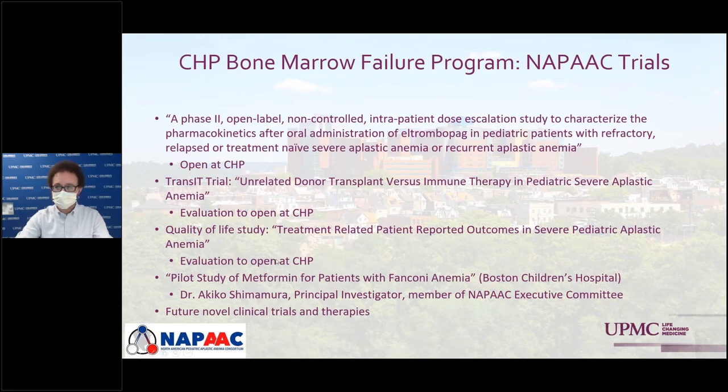Also have a quality of life study. And also, this isn't specifically a NAPAAC trial, but Dr. Shimomura is the principal investigator, and she's actually an executive committee member of the NAPAAC consortium, where she has out of Boston Children's Hospital a pilot study of a medication called Metformin, which you might know more for patients with diabetes, that has also been shown to help improve blood counts in patients with Fanconi Anemia. And then any other future novel clinical trials and therapies.